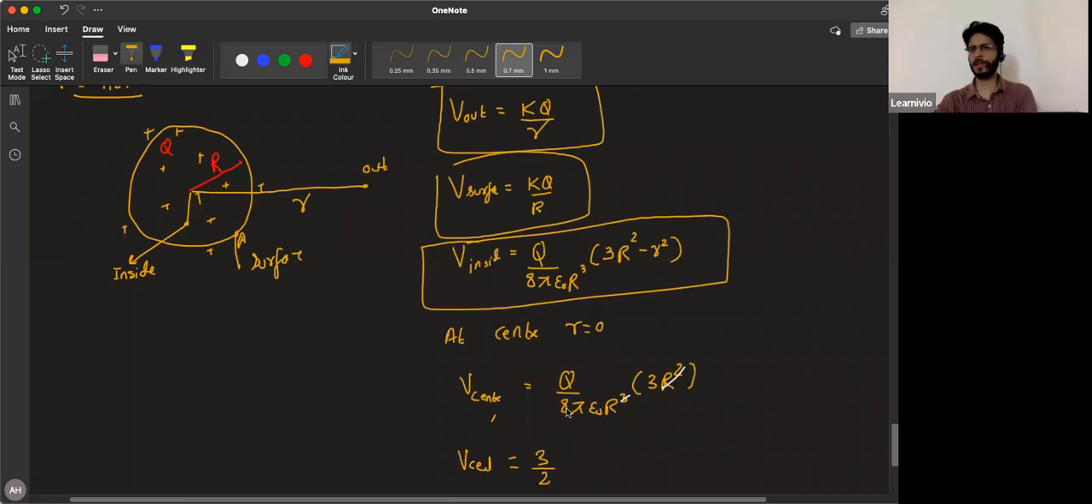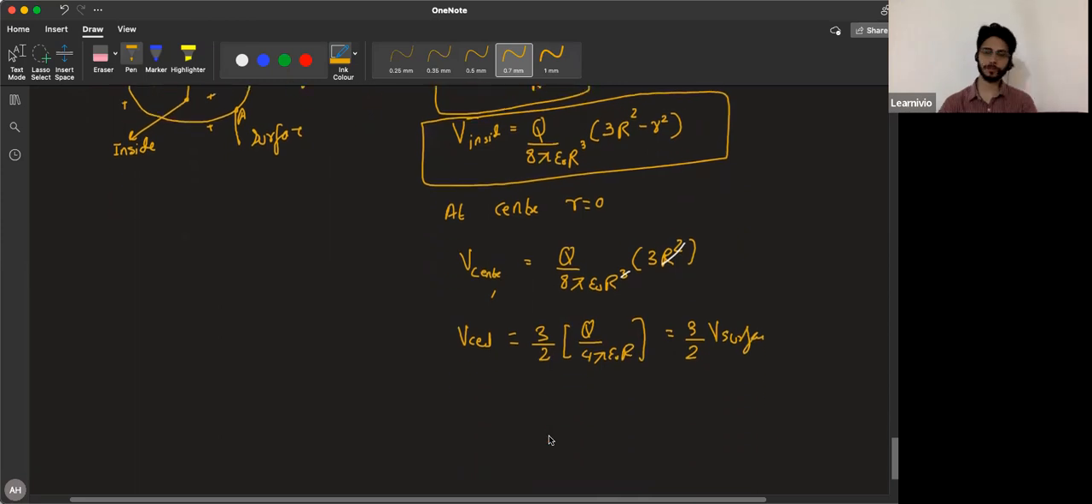I can write this 8 as 2 into 4 pi epsilon naught. It's q by 4 pi epsilon naught r. See, what is q by 4 pi epsilon naught r? Q by 4 pi epsilon naught r is the potential at the surface. So you can say that potential at the center is 3 by 2 times the potential on the surface. So at center, potential is almost 1.5 times greater than that of surface.